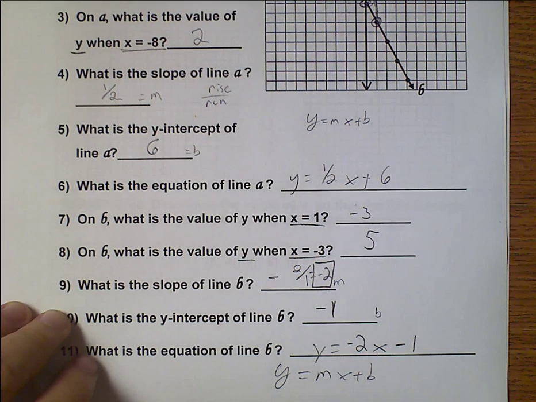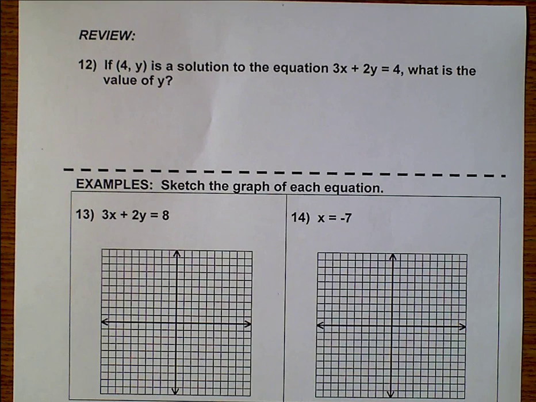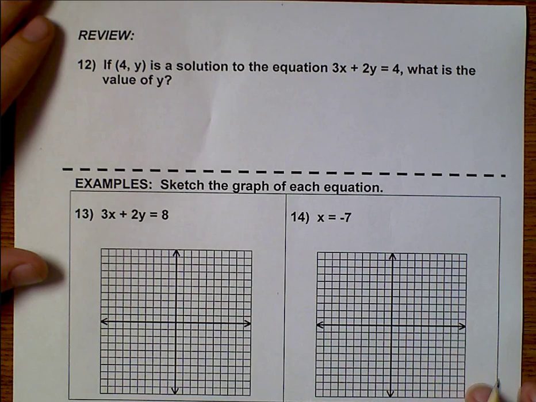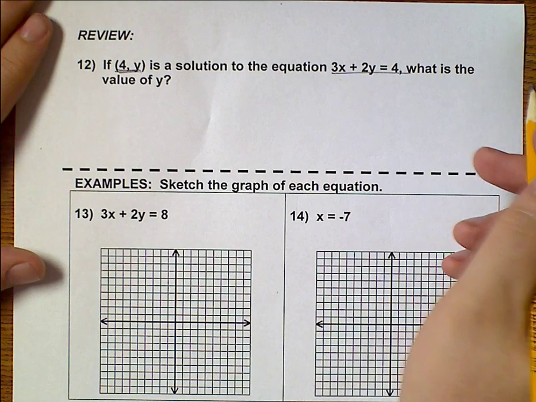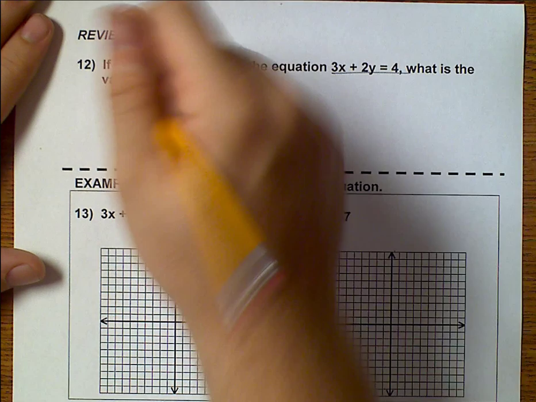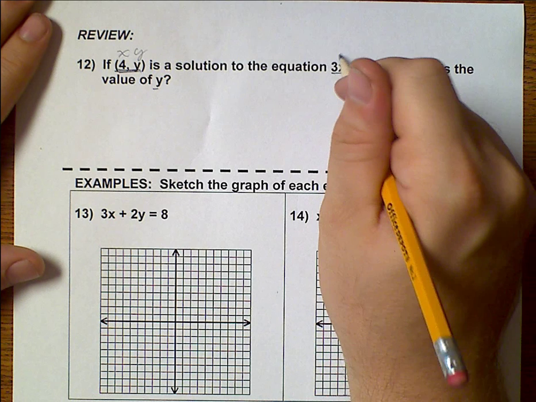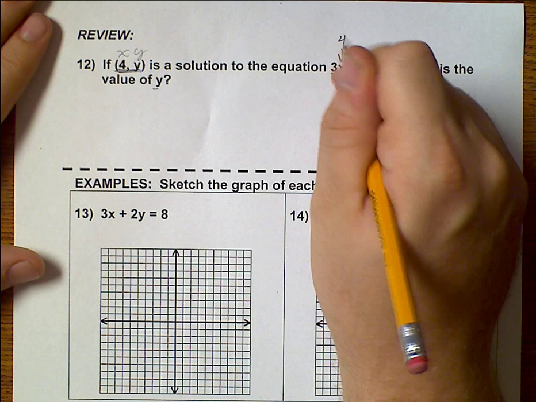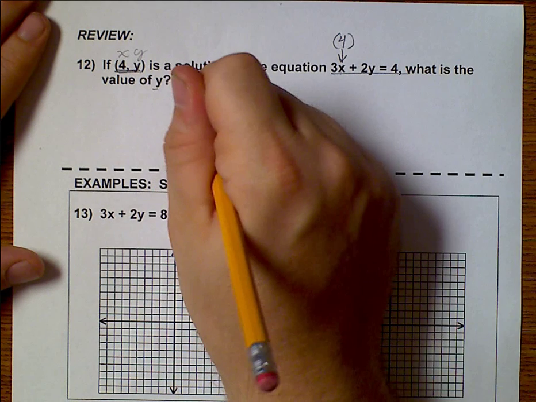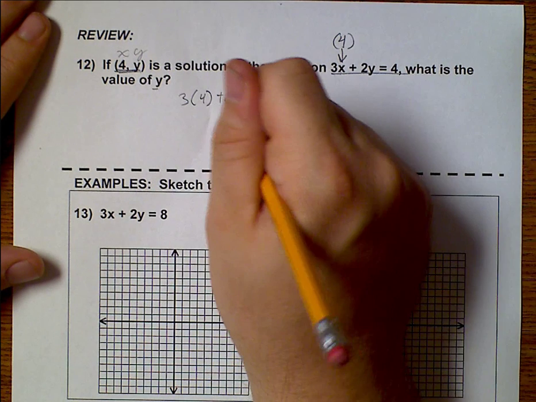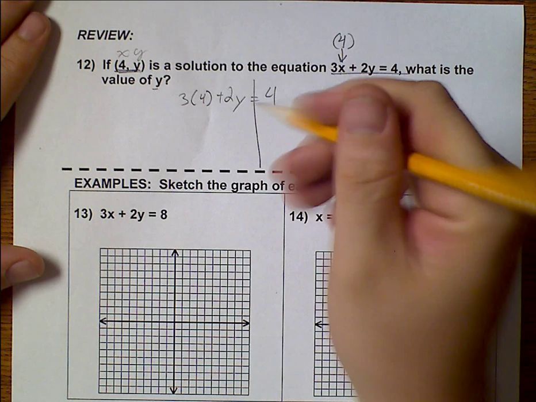Moving on to the next page. And let's just review some things. This says that 4 solves this. What's y? Well, this is the x value. This is the y value. So I'm going to replace this x with 4. So 3 times 4 plus 2y equals 4. And then I just solve for y.